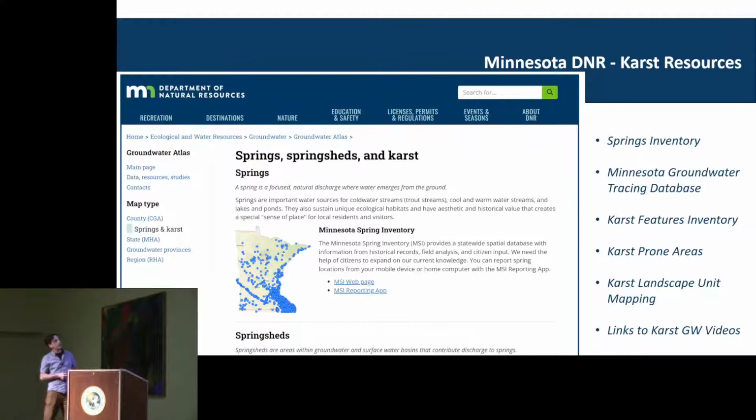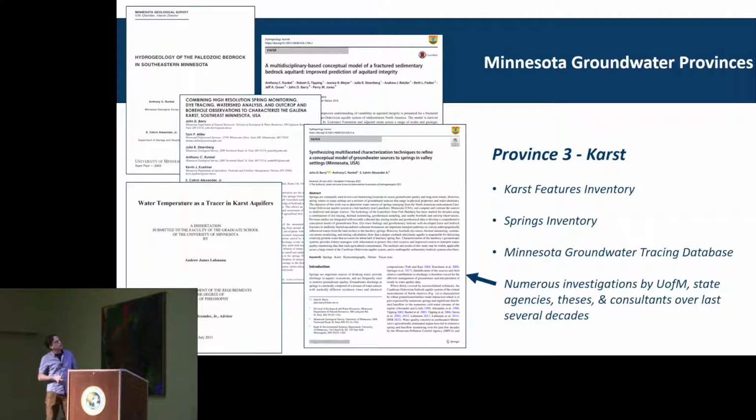So all this information, I'm going to do a shameless plug real quickly. All that information that I just showed you for the karst area of the state is available on the Minnesota DNR Spring Shed and Karst page. So if you Google that, you can get the web applications for any of that data. But then there are also just decades and decades of research. So work by Calvin and others, state agencies, a lot of theses, et cetera. So there's a ton of work in the southeast.